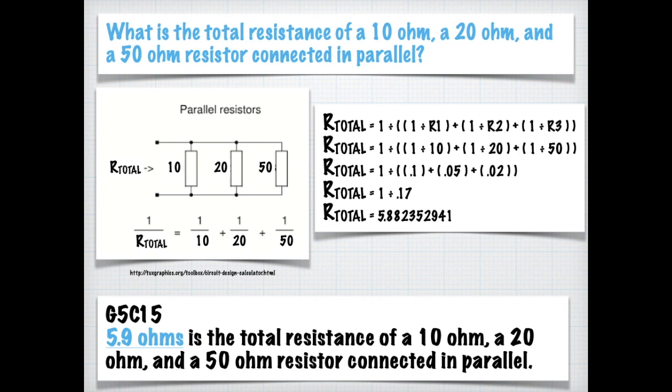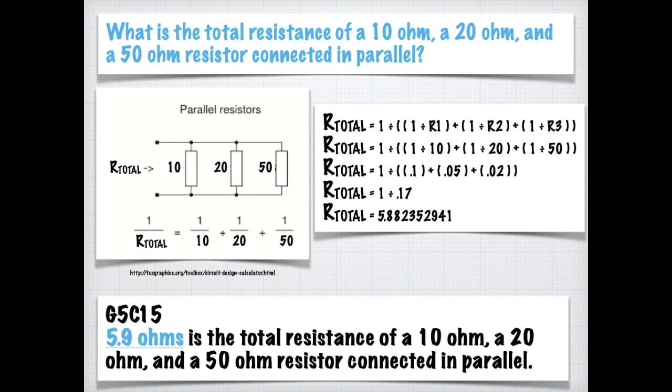So you might get the question, what is the total resistance of a 10 ohm, a 20 ohm, and a 50 ohm resistor in parallel? So again, we're talking about the reciprocals. So you can see that 1 over R total equals 1 over 10 plus 1 over 20 plus 1 over 50. So if we do the math, that all comes to 5.882352941, which rounds to 5.9 ohms.